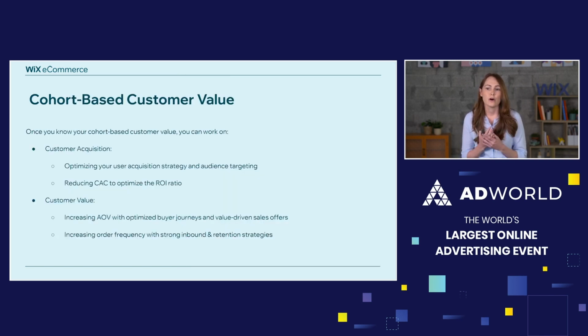So once we're doing cohort-based customer value and understanding that shorter time frame ROI, we're able to work on, first of all, our customer acquisition. We can optimize our acquisition strategy, our audience targeting, and focus on reducing our customer acquisition costs so that we're able to optimize that ROI ratio. And we're also able to think about customer value, how we're going to increase average orders in the buyer journey by offering value-driven sales offers, which we'll talk about a little bit later in the session. And we can also think about how we continue to increase order frequency using strong inbound and retention strategies.